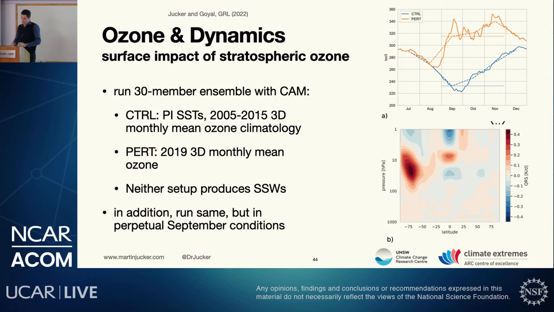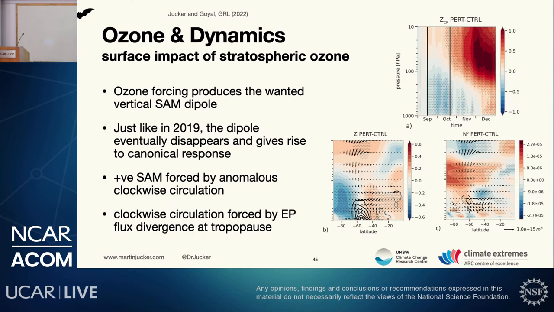And so what do we see? If you do the ensemble mean polar cap geopotential height, which is almost the same thing as the southern annular mode, we see exactly the positive SAM at the surface and the negative SAM in the stratosphere. So we see exactly what we were after. And the only difference between the runs is the ozone.